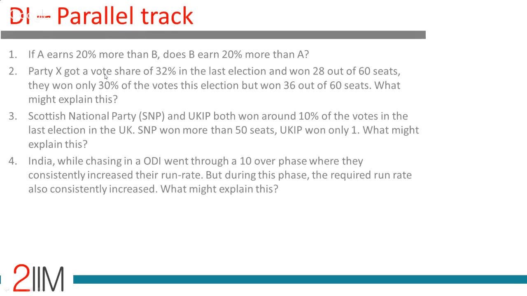India, while chasing in the ODI, went through a 10-over phase where they consistently increased their run rate. But during this phase, the required run rate also consistently increased. What might explain this? Their run rate increased, and their required run rate also increased. So what might explain this?